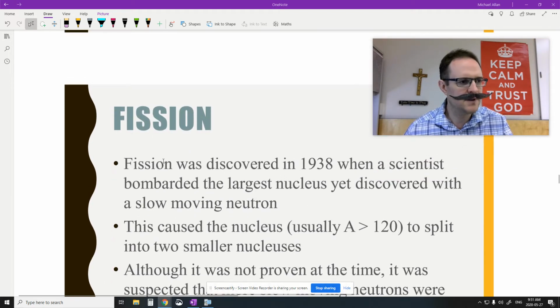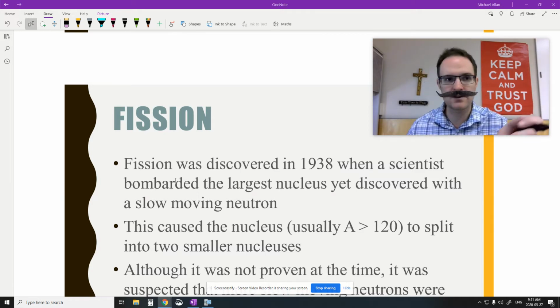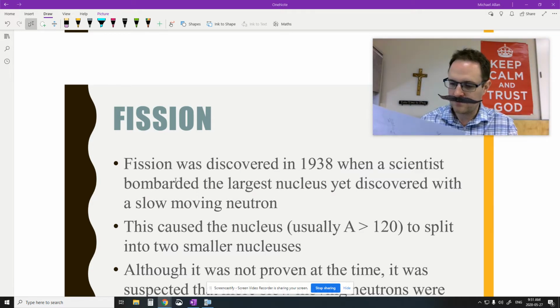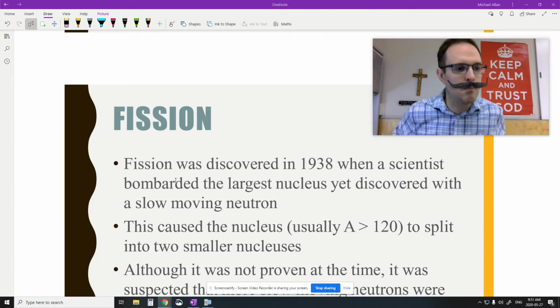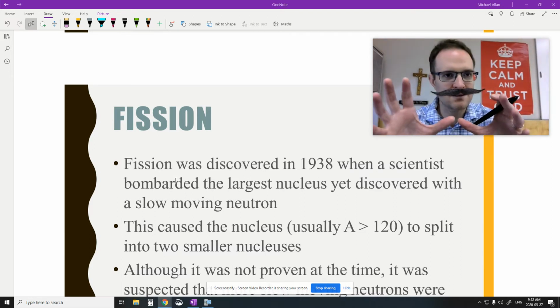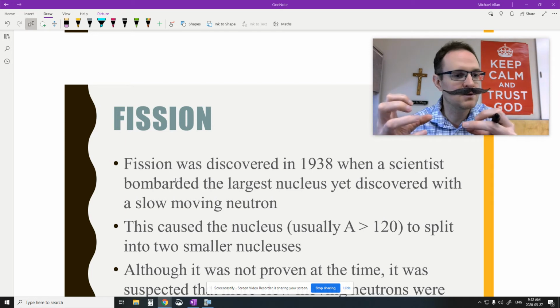Okay, so fission is the idea of taking something that's large, a nucleus that usually has an atomic mass of 120 or greater. We're talking about uranium usually, which has an atomic mass of 238, or tin, xenon, cesium, taking those and splitting them into two smaller pieces. So fission is the process of taking a big nucleus and splitting it into two smaller pieces.